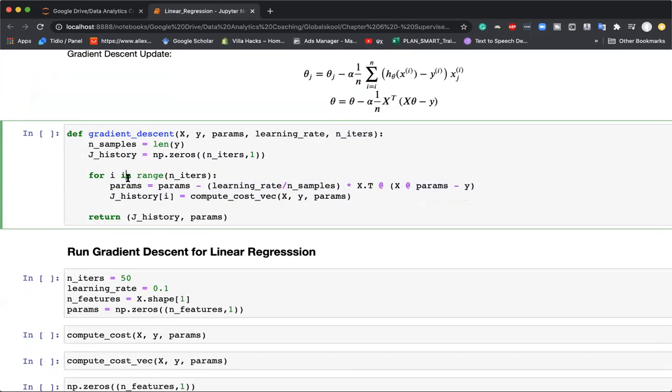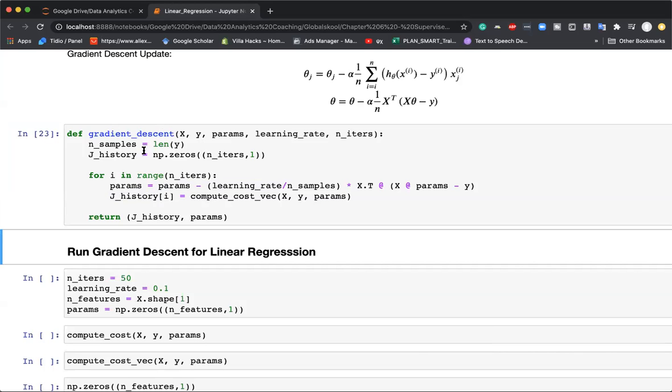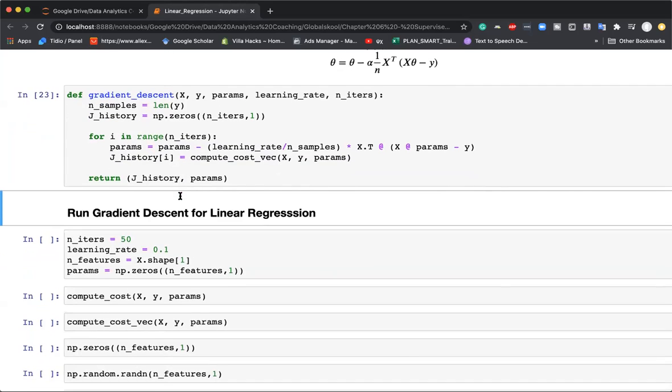So we'll say the new value of parameters is the old value of parameters minus learning rate by number of samples, multiplied by x transpose multiplied by (x times parameters minus y). So this is our summation. This is our update. And at every update, we will also store the value of the cost. This will help us to see how our cost is reducing. So let me execute this. This is our function.